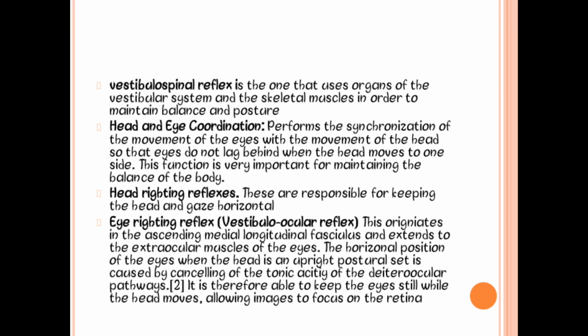Then the next one is the eye righting reflex, which is also known as VOR, the vestibulo-ocular reflex. So basically this originates in the ascending medial longitudinal fasciculus and then it extends to the extraocular muscles of the eye. The horizontal position of the eyes when the head is in an upright postural set is caused by cancelling of the tonic activity of the otolith-ocular pathways, and therefore it is responsible for keeping the eyes still when the head moves. So it enables us to focus the image on the retina.